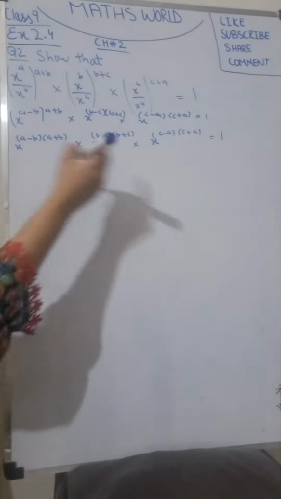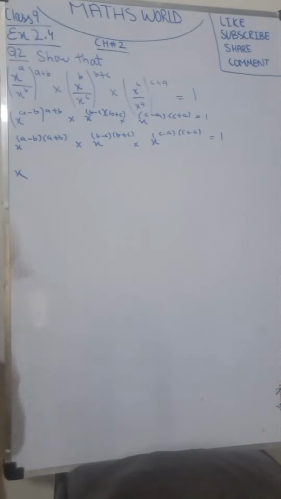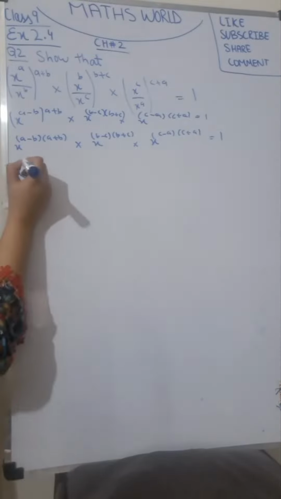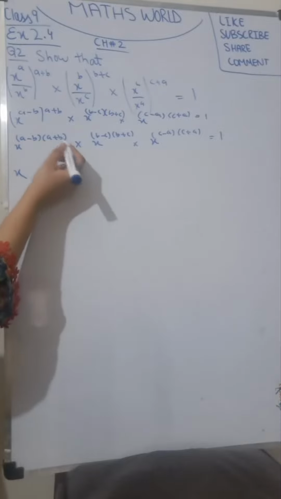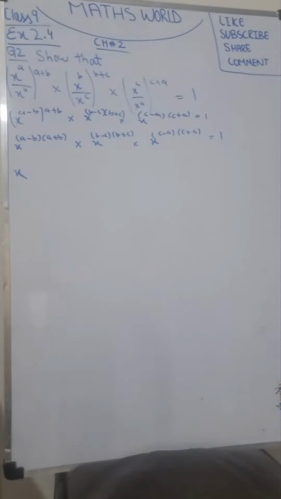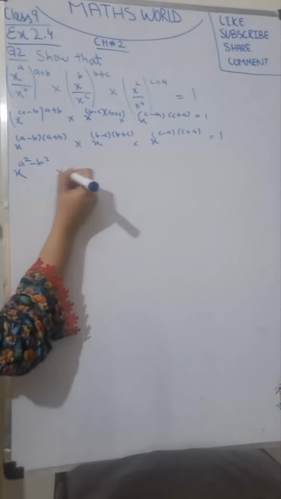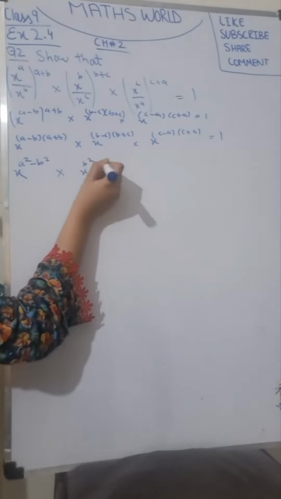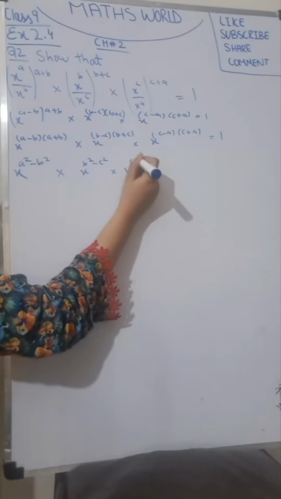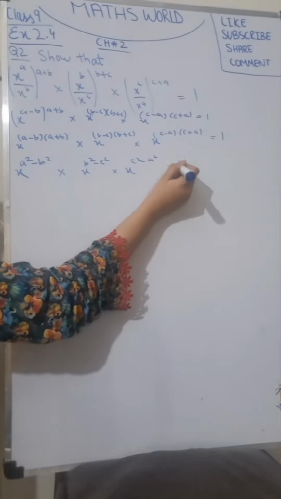Now you write all these factors on one power like this. Either you can do a minus b, a plus b, all these a square. So you write the formula a square minus b square over here. Then x^(b square minus c square), then x^(c square minus a square) equals 1.